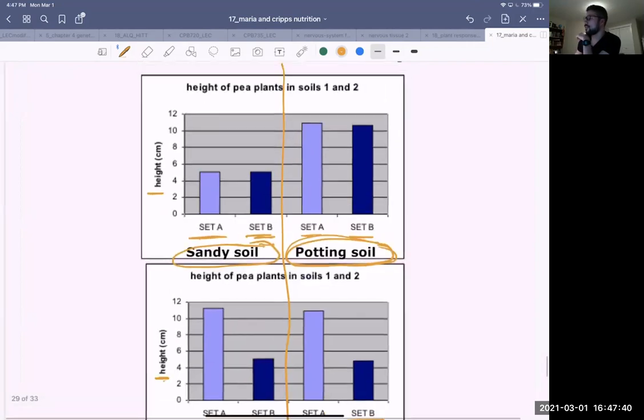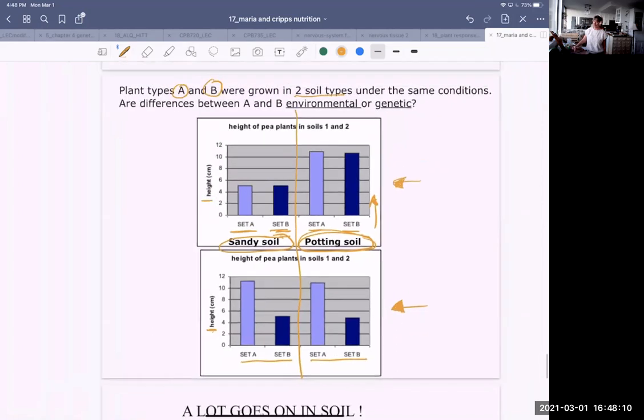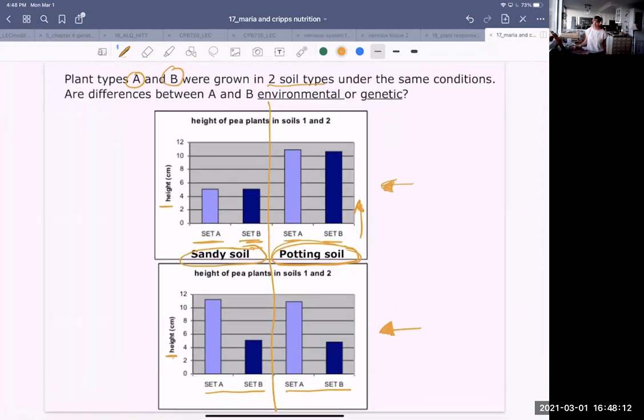Which one is genetic? It's this one, right? Because it doesn't matter what soil it's in, they grow to the same height, regardless of the soil type. But in this one, growth is due to environmental factors. They both grow taller in potting soil. Does that make sense? The graph needed to be explained better, sorry.